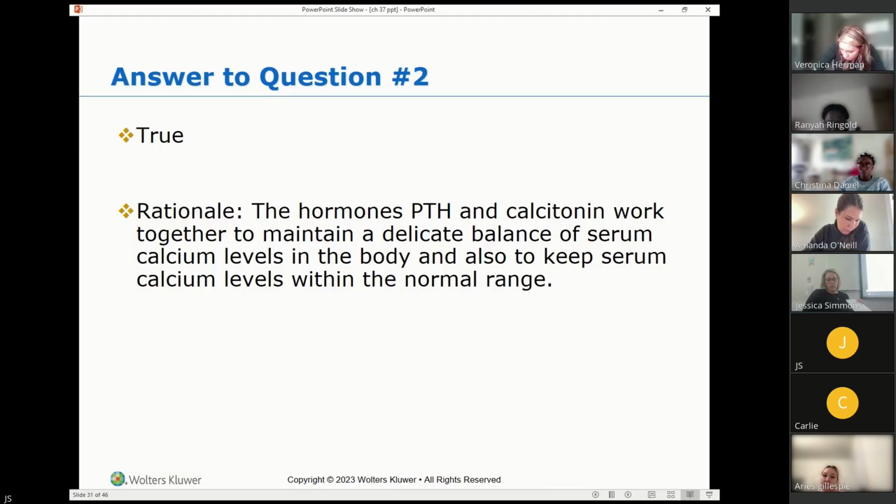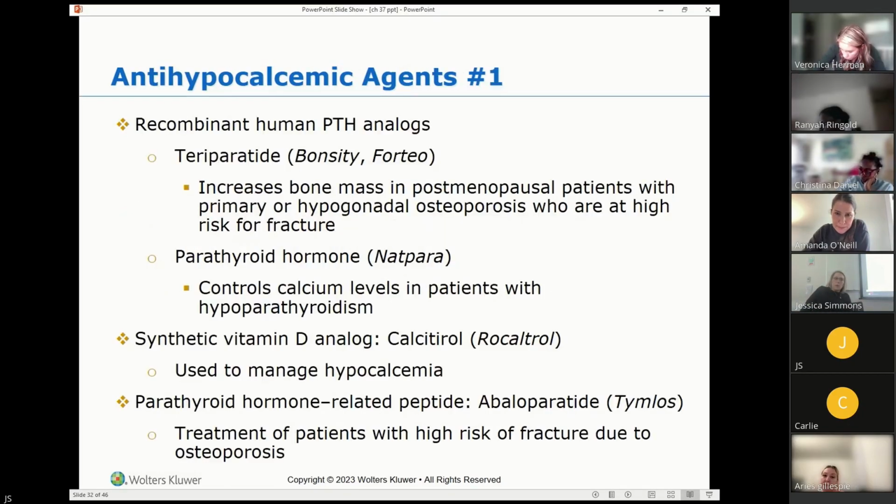We have a couple stars coming up. Anti-hypocalcemic agents, recombinant human PTH. There is a drug called Boncity, because I can't say the other word. Forteo. I feel like I've definitely seen commercials for that. Forteo. It increases bone mass in postmenopausal patients with primary or hypogonadal osteoporosis who are at high risk for fracture.